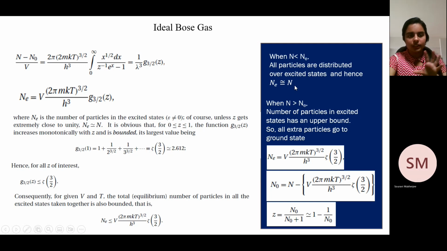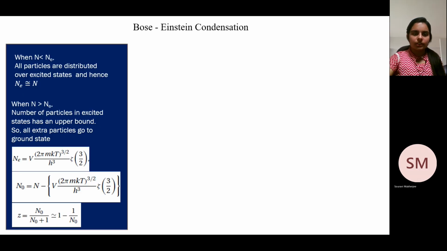So these are the two cases, depending on how many particles there are in the system and what the volume and temperature of the system are. This knowledge, whatever we are discussing now, can be extended to understand what happens when we say that there is Bose-Einstein condensation happening.